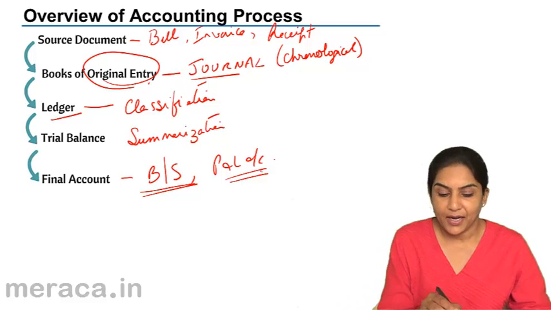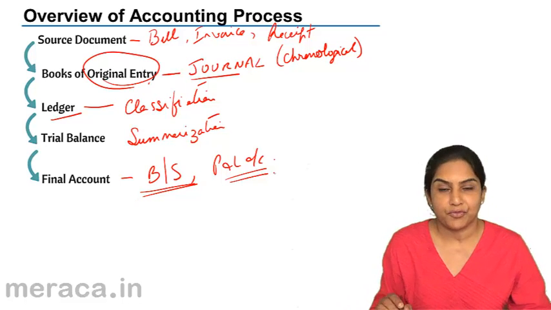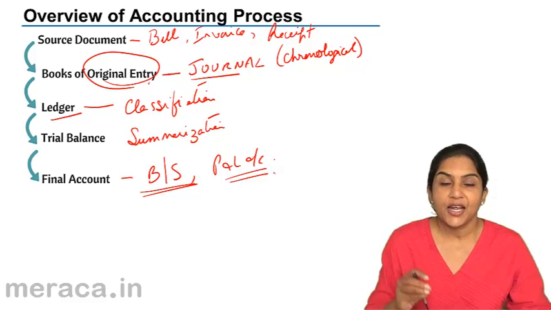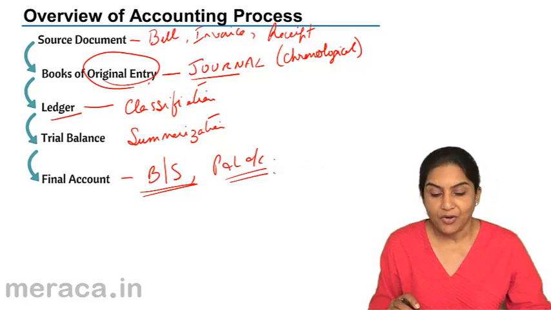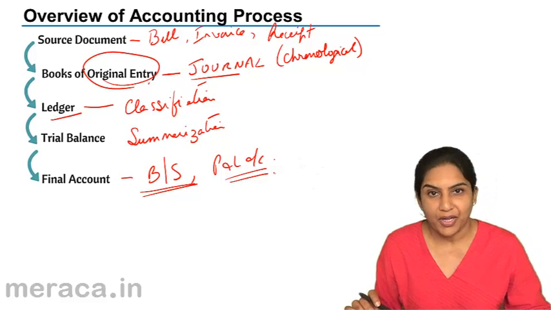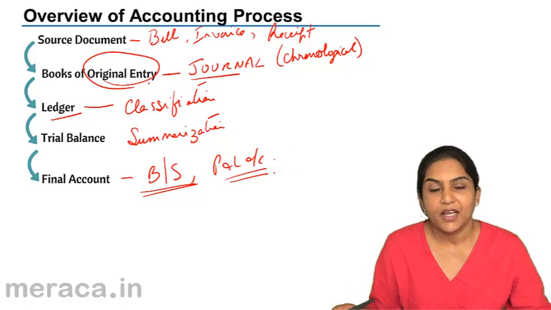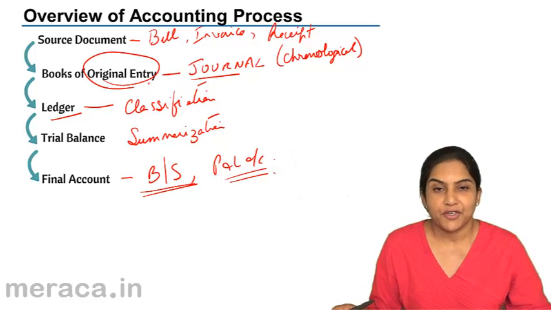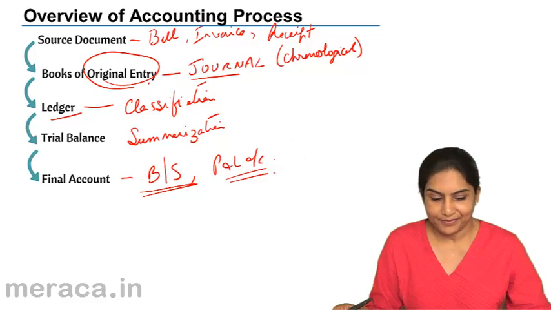Usually, we close our books of account and draw a balance sheet and a profit and loss account at the end of each accounting year, which is normally from April 1st to 31st March of the next year.